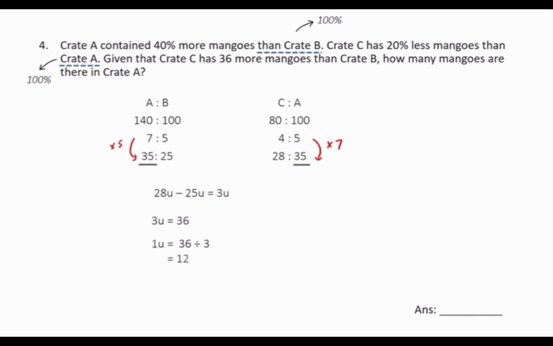How many mangoes are there in crate A? Then you look at A. How many units? A is 35 units. So 35 times 12 to get the answer. Okay, so the answer is 420 mangoes.